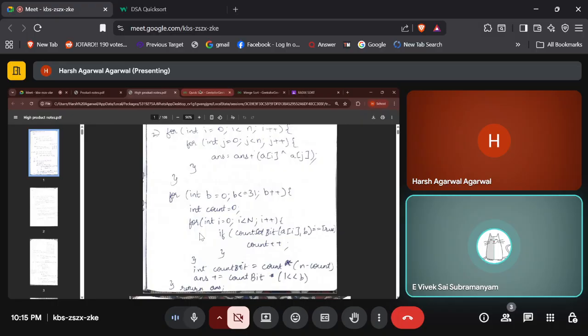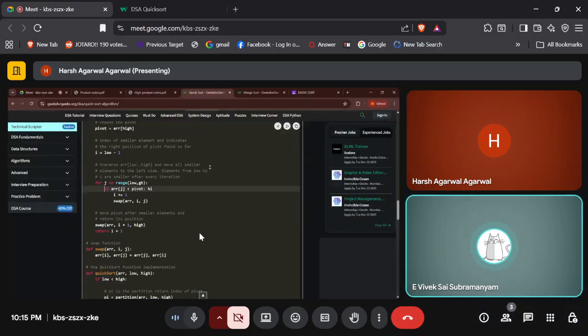So basically what is happening is we are just ensuring that all the lesser elements are to the left. We are starting with I equal to low minus 1, and even if it is minus 1, nothing will happen, because we do I plus 1. So basically, for j in range of low to high, we are trying to do that.